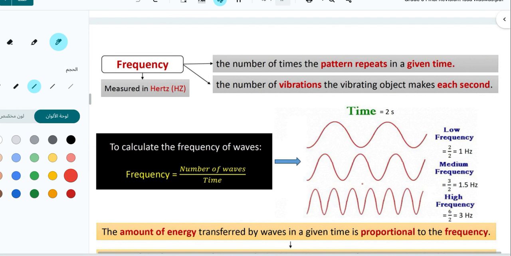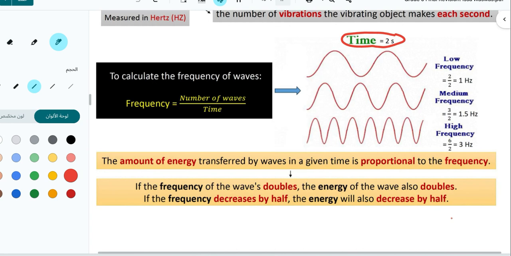Frequency is equal to the number of waves divided by the time. So here they give us the time in seconds, and we just count. 1, 2 crests, that means there are 2 waves. 2 divided by 2 is 1 hertz. Here we have 1, 2, 3 waves, 3 crests. 3 divided by 2 is 1.5 hertz. Here we have 1, 2, 3, 4, 5, 6 crests, so 6 divided by 2 is 3 hertz.